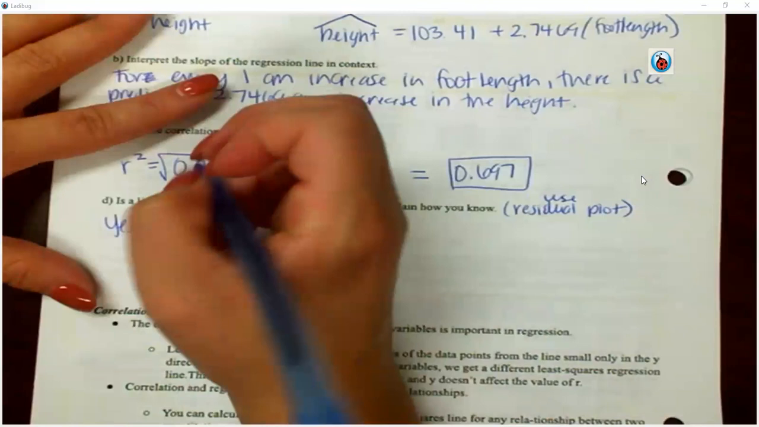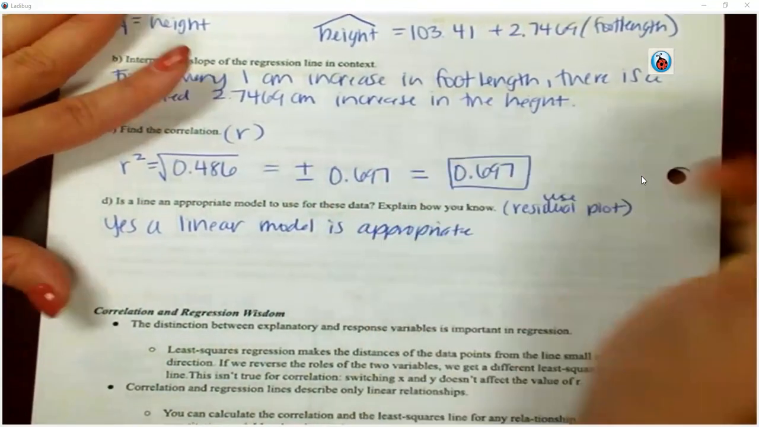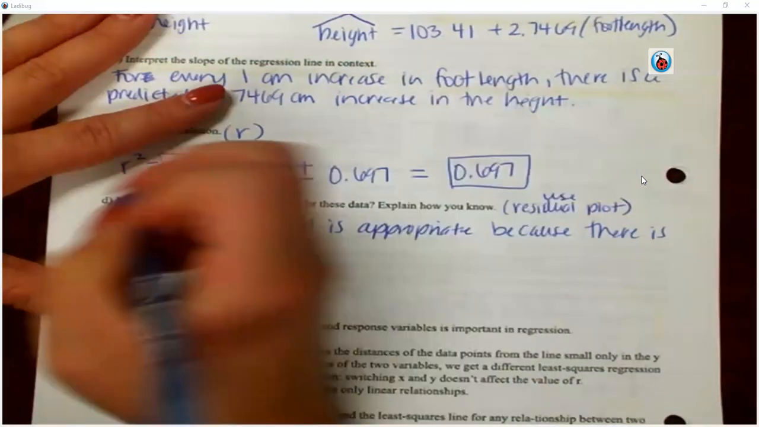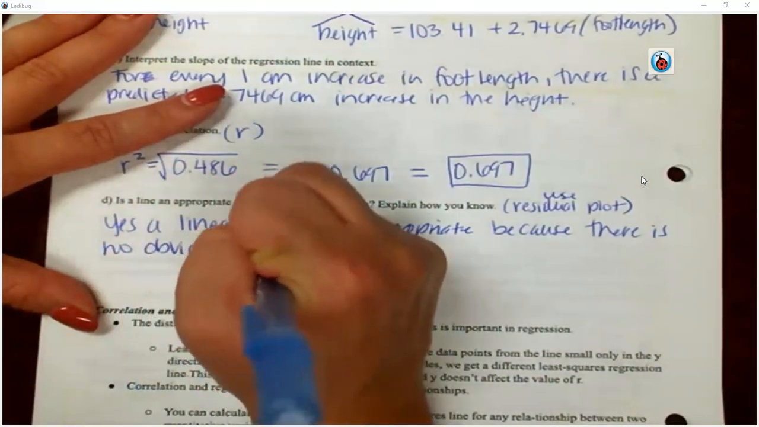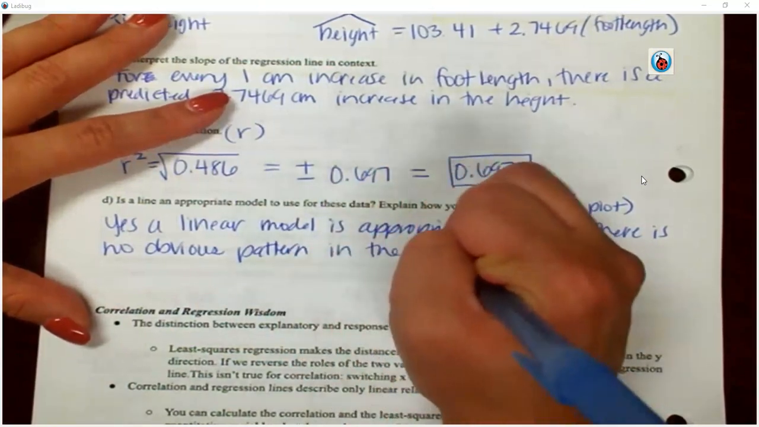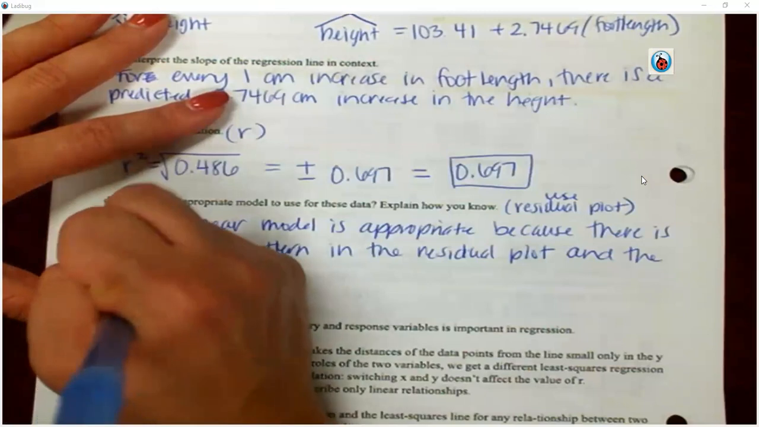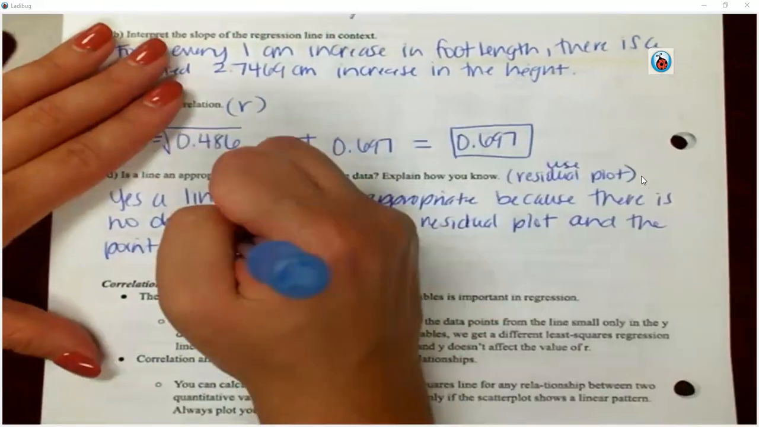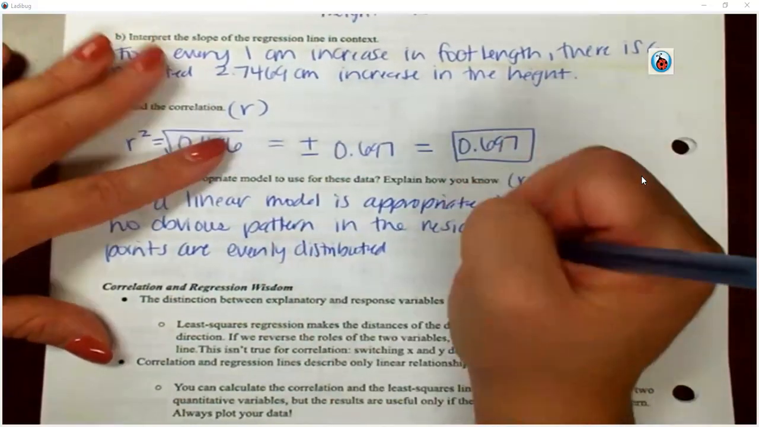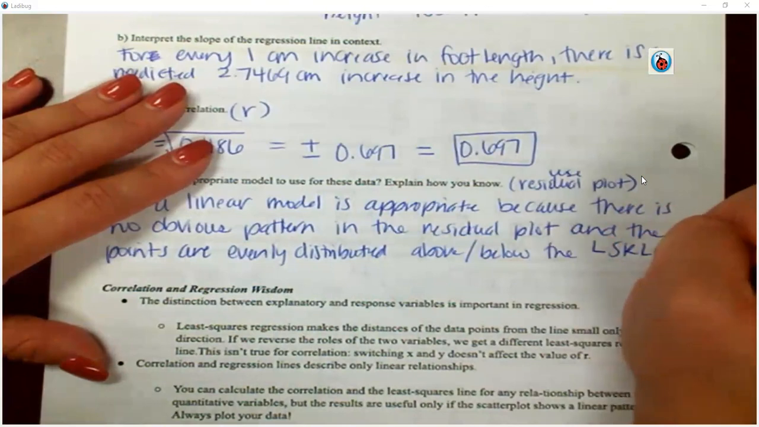yes, a linear model is appropriate because there is no obvious pattern in the residual plot, and the points are evenly distributed above and below the least square regression line. Okay.